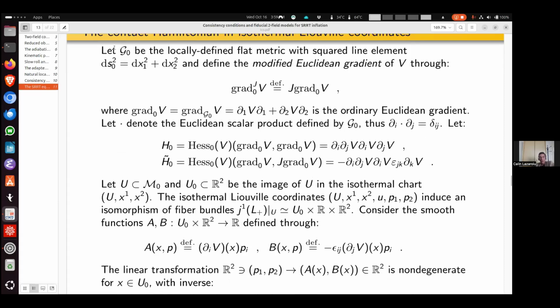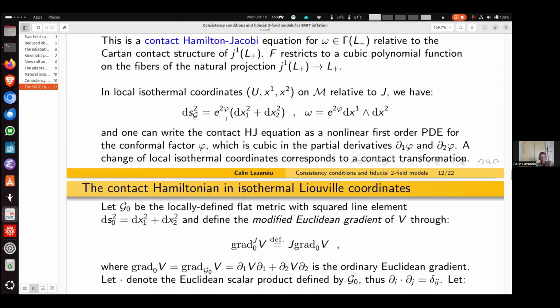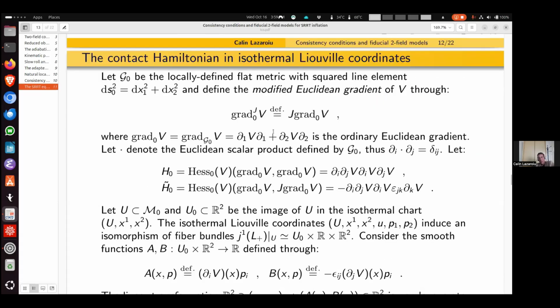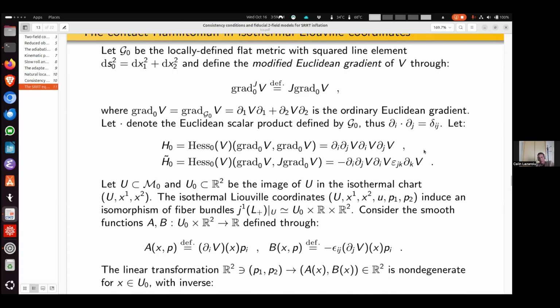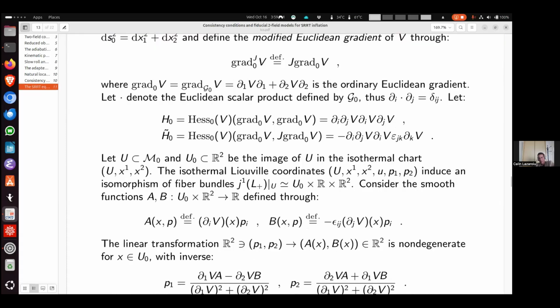So let G naught be the locally defined flat metric with square line element dx1 squared plus dx2 squared relative to some choice of isothermal coordinates x1 and x2, and define the modified Euclidean gradient of V through this formula. So it's basically the Euclidean gradient of V, so the gradient of V with respect to this local Euclidean metric, to which you apply the complex structure operator J. So grad naught of V is grad V with respect to this Euclidean metric, okay?